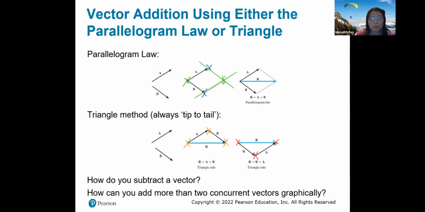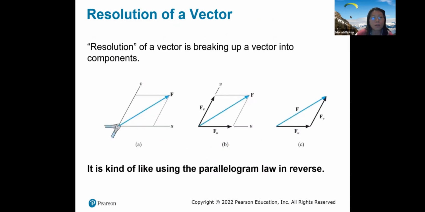Let's keep going. Any questions, let me know. Next one that talks about the resolution of a vector is breaking up a vector into components. This is sort of like the reverse of the parallelogram. So in other words, resultant force F is given to you first, and then I'm going to break it into components. Okay, Fu and Fv, they are two components of the resultant vector F. Remember, it's vector addition, not algebraic addition. In this diagram, diagram B in the middle shows you the parallelogram, and diagram C shows you the triangle.